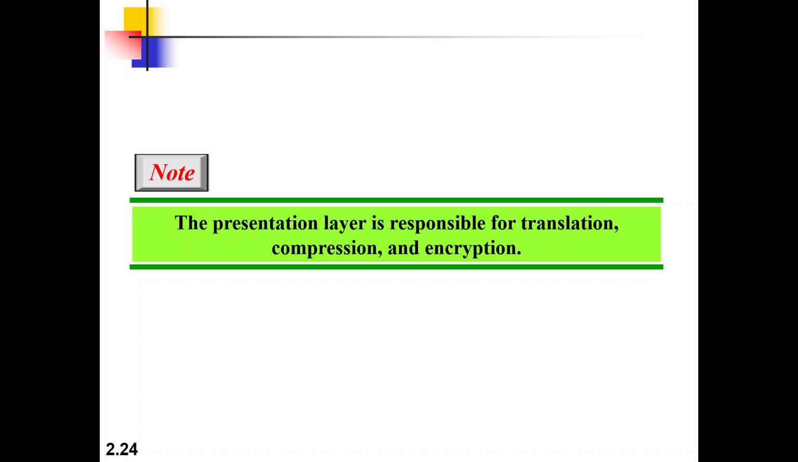Next function of the presentation layer is encryption. To carry sensitive information, a system must be able to ensure privacy. Encryption means that the sender transforms the original information to another form and sends the resulting message out over the network. Decryption reverses the original process to transform the message back to its original form.